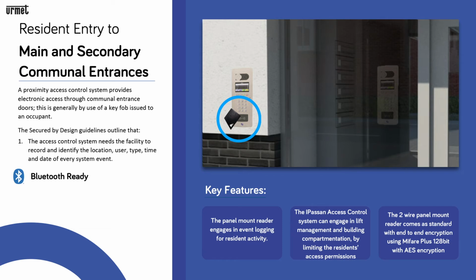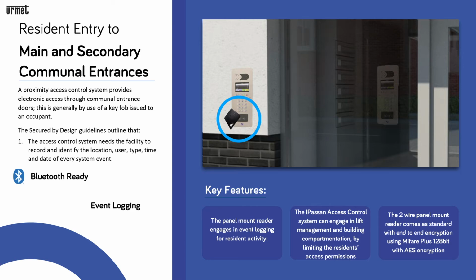How does the Urmet solution go further? The panel mount reader also engages in event logging for resident activity. For example, when a key fob is presented to the panel mount reader, an event is logged which can be viewed by the building manager in real time or retrospectively.